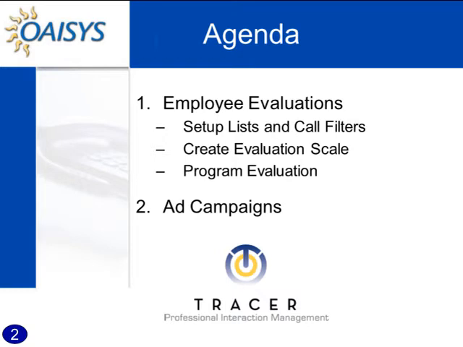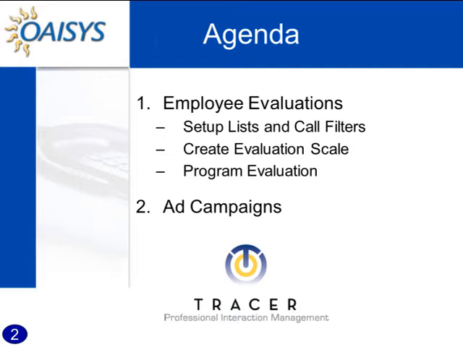Once we create those lists and call filters, the next thing we're going to take a look at is creating evaluation scales. New to version 7 and beyond, there's a lot of customization that can be done in terms of how you want to grade the questions that we'll program in the employee evaluations. Last but not least, we'll go about the actual programming of the scorecard itself, setting it up and customizing it for your various departments and employees within the organization.